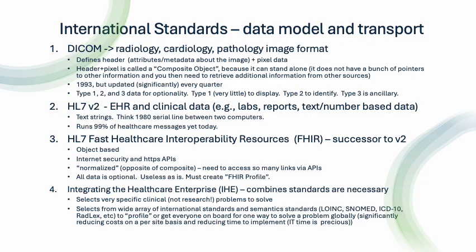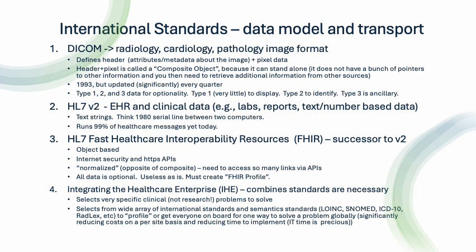Type 1 means it's required. You cannot display an image without this particular information, for example, pixel depth. Type 2 is how to identify the patient. It's useful to know that you can display the pixel data on a screen, but it'd be even better if you knew what the patient medical record number and patient name was.